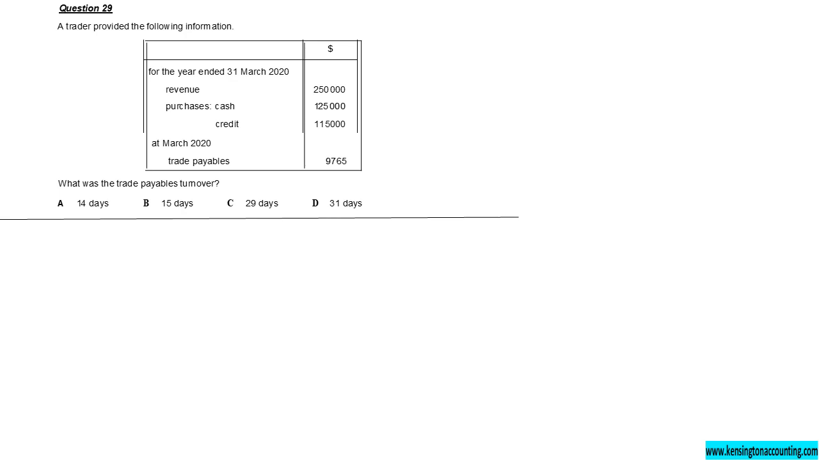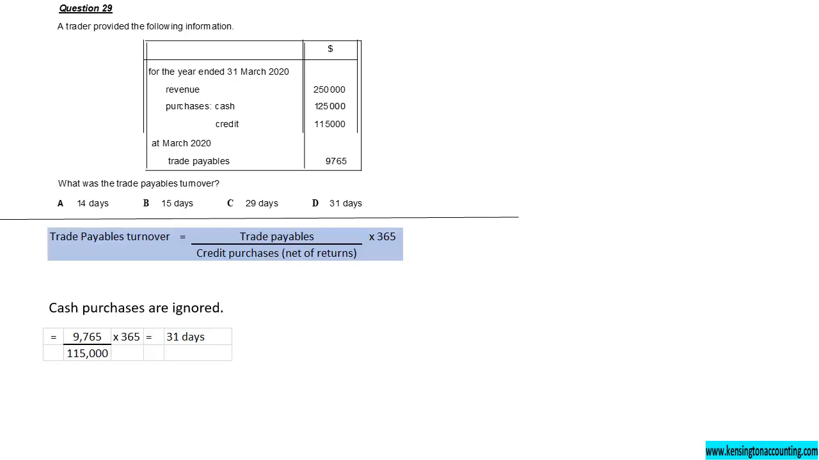Question 29, it is just a ratio. We've been asked to calculate a trade payables turnover. The formula for trade payables turnover is trade payables divided by credit purchases net of returns. Net of returns means that if there are purchase returns, then the credit purchases should be net of those purchase returns, that is credit purchases minus purchase returns. In this case, we don't have purchase returns, so we can ignore it.